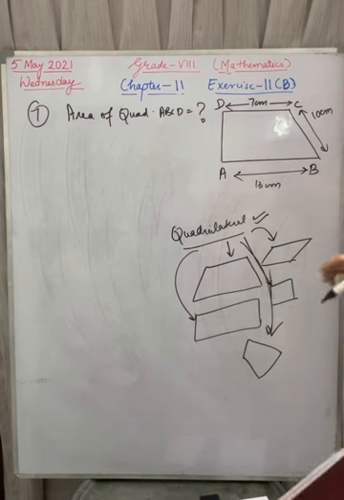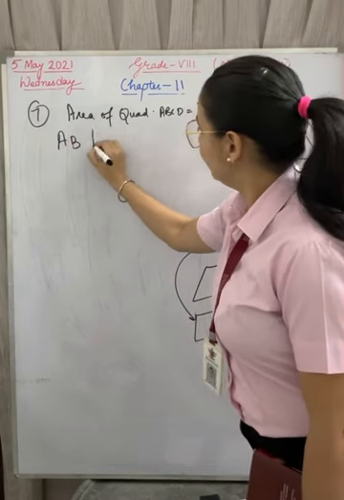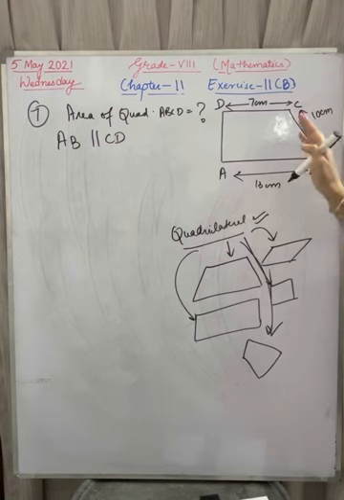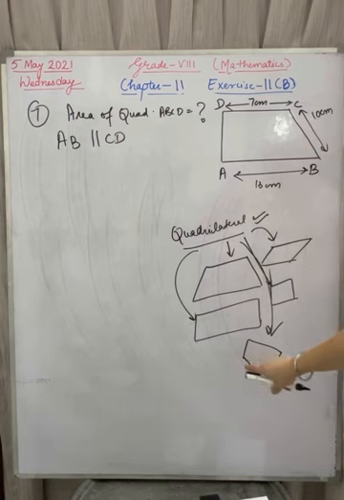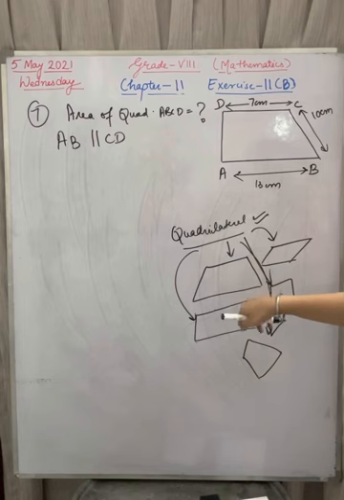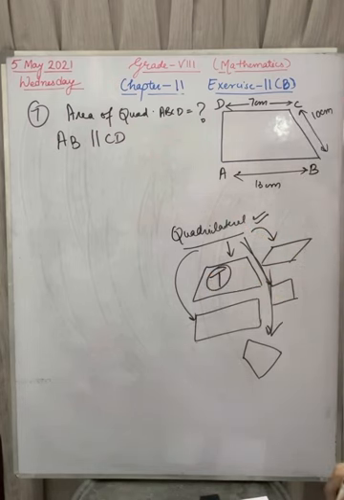So they are saying that AB is parallel to CD in this question. If any one pair is parallel, what kind of shape will it be? Very good, Manvi. Chaitanya, Hardik, very good. I told you that if any one pair is parallel, that shape will be a trapezium.